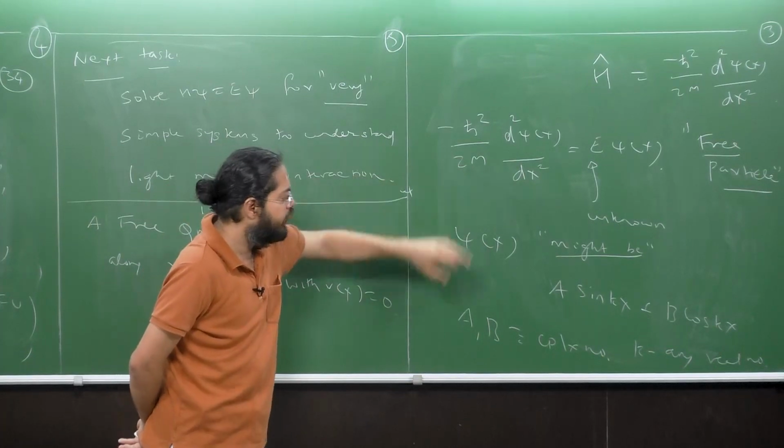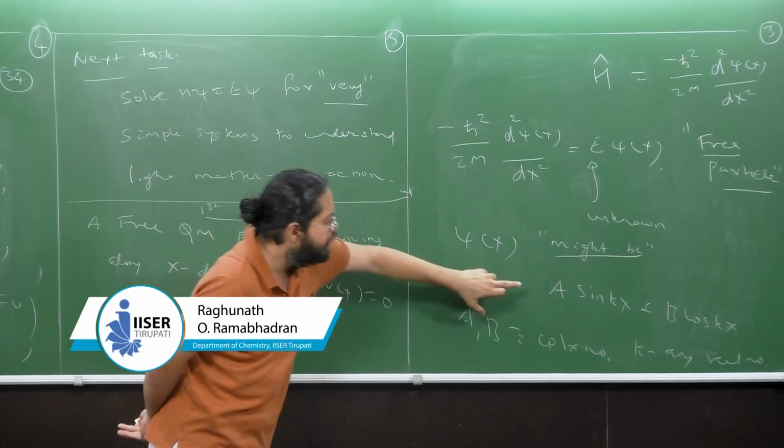And for this free particle, the wave function might be a sin kx plus b cos kx.